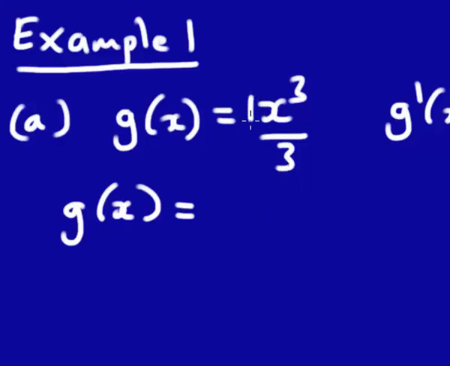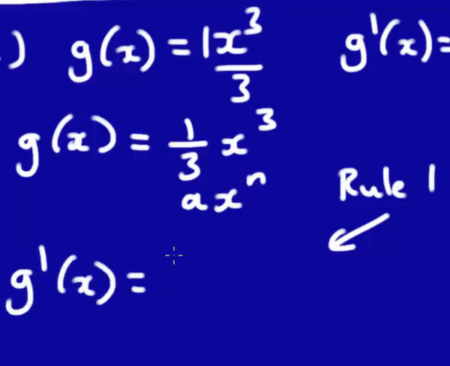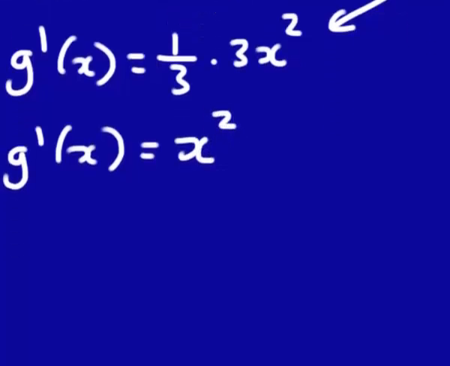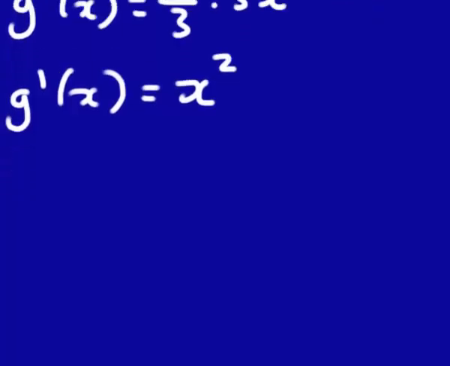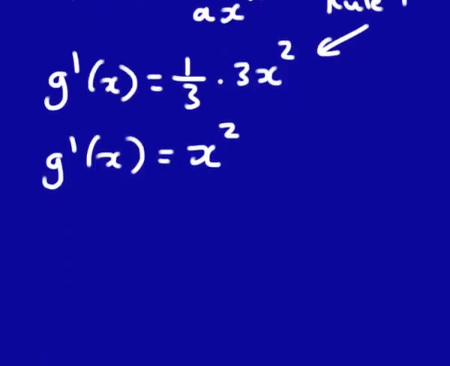So I can convert this to 1 over 3 x cubed, a x to the n, and we can now use rule 1 effectively. We can say g prime x is 1 over 3, keep that there, bring down the 3, subtract 1 from the original exponent, and there you go. So g prime x is equal to 1/3 times 3 is 1, and we're left with x squared. There's your derivative, your slope, your rate of change, your gradient, using the rules of differentiation. But you have to first rework this in a form that will adhere to rule 1, 2, or 3.